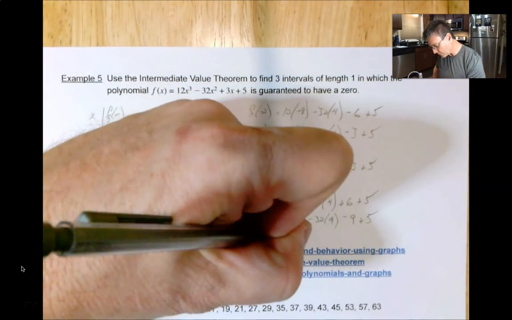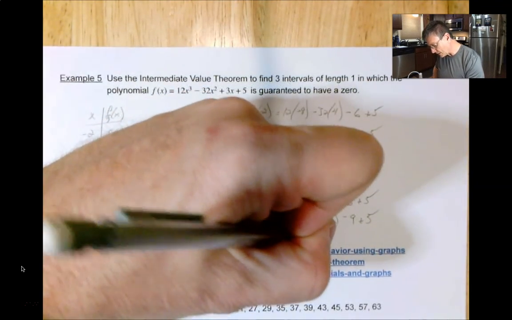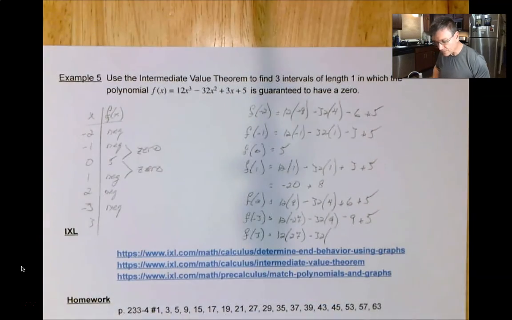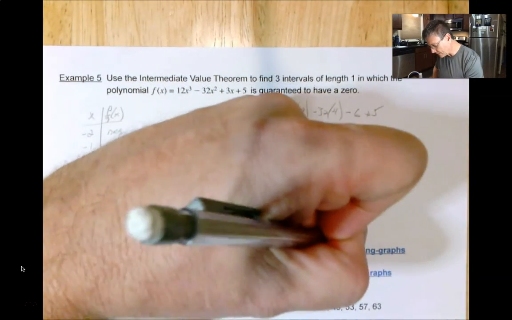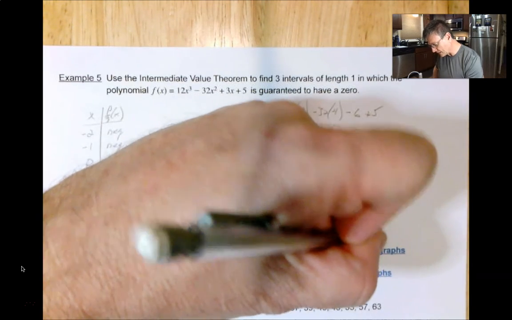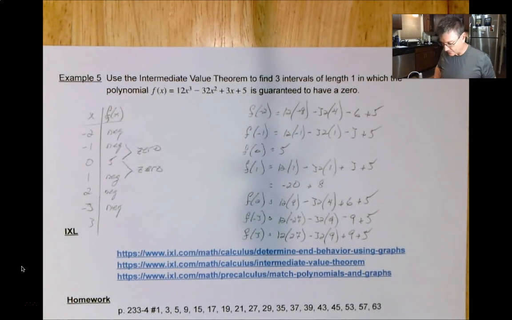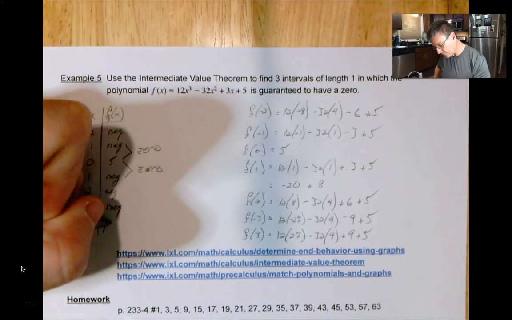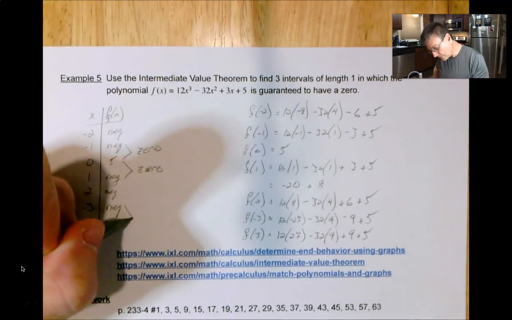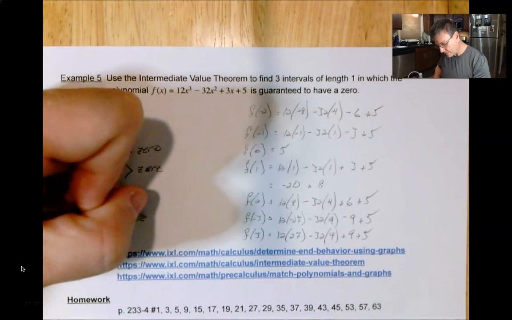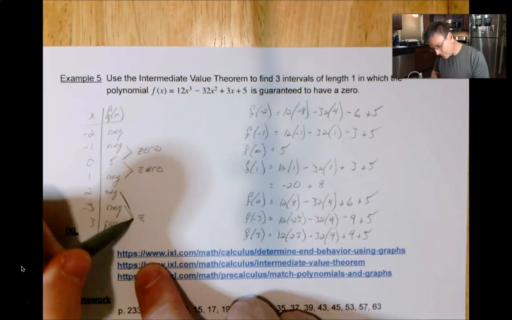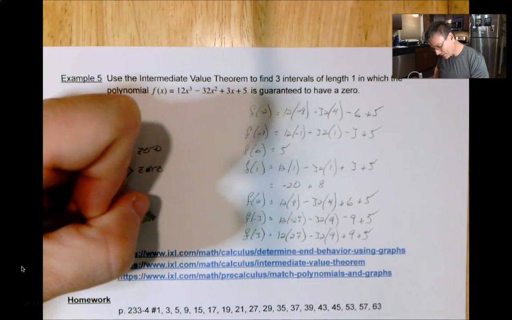It's 12 times positive 27 minus 32 times 9 plus 9 plus 5. And let's see. Oh yeah, that's definitely positive. 12 times 27 is huge. Minus 32 times 9 plus 9 plus 5. 50 positive. And there is my, oh no, sorry. From 2 to 3 is my other 0.